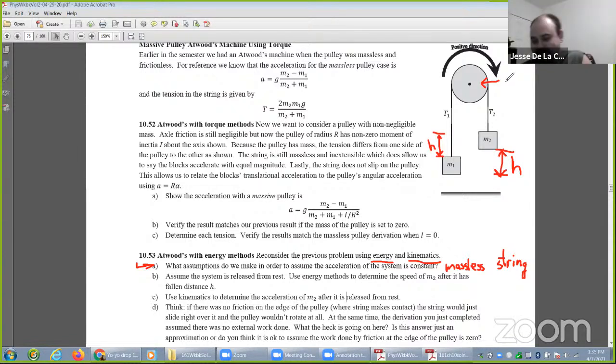The arc length that it rotates has to equal h, which says that r times theta is equal to h. So we know how much it rotates angularly. Now, what about these blocks?